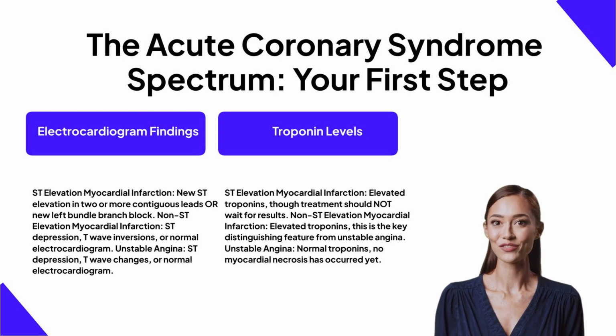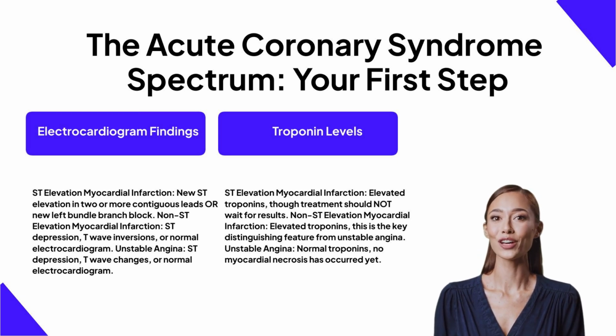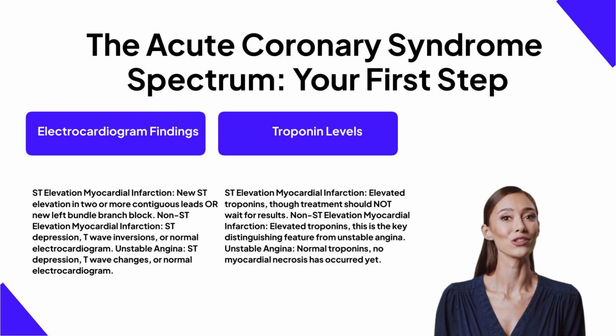On the right, we have troponin levels. This is the key differentiator. ST elevation myocardial infarction has elevated troponins, but you never wait for them before treating. Non-ST elevation myocardial infarction has elevated troponins, and this is what separates it from unstable angina. Unstable angina has normal troponins because no myocardial necrosis has occurred yet. Lock this framework in your mind.